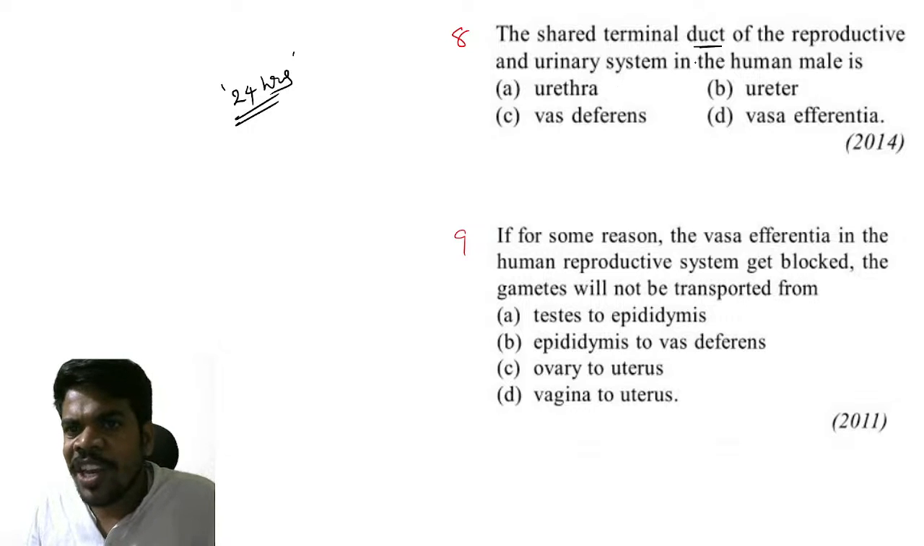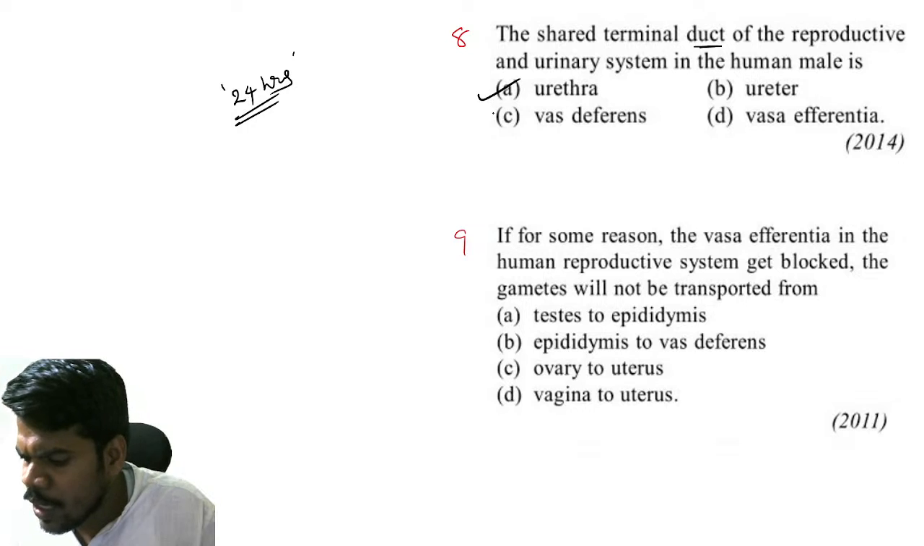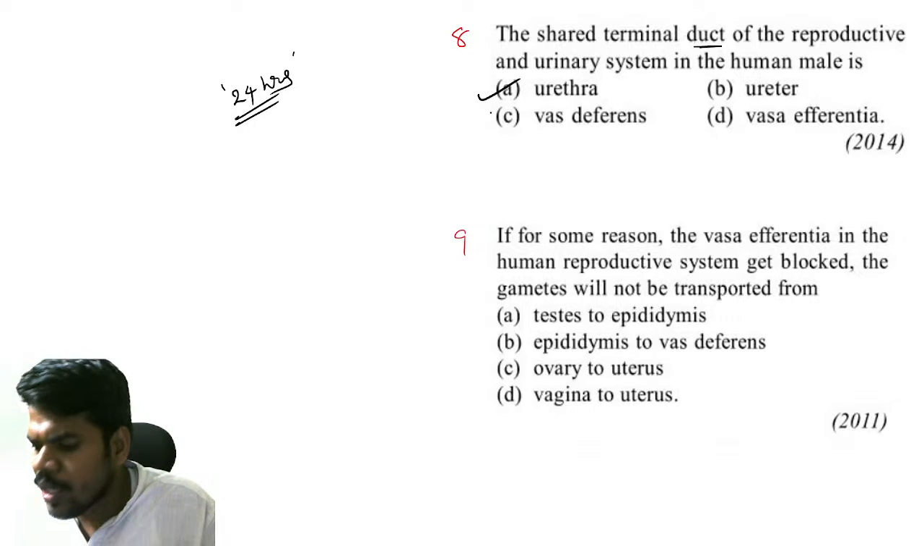The shared terminal duct of the reproductive and urinary system in the human male is, yes, very good, the urethra. Very good Varun and Sai Dikshit, Chandrakant, excellent.